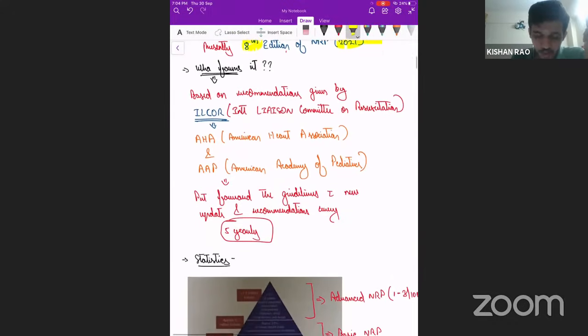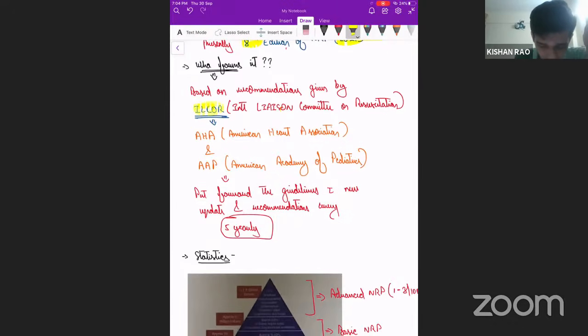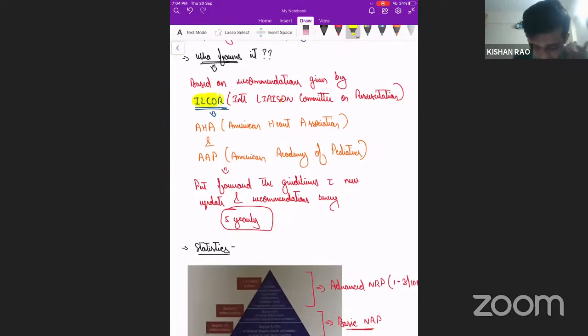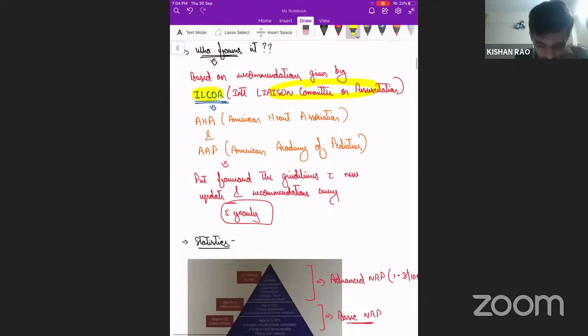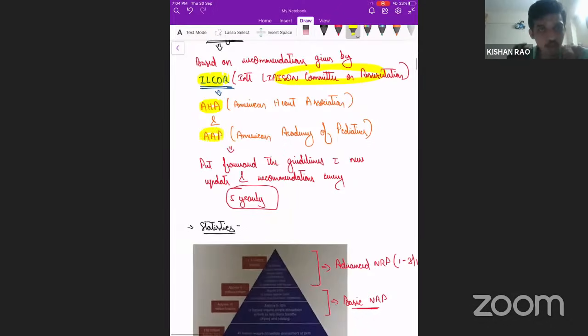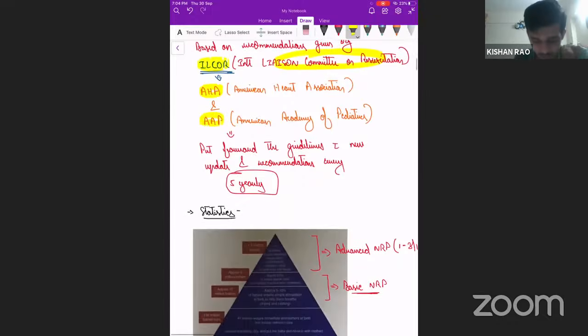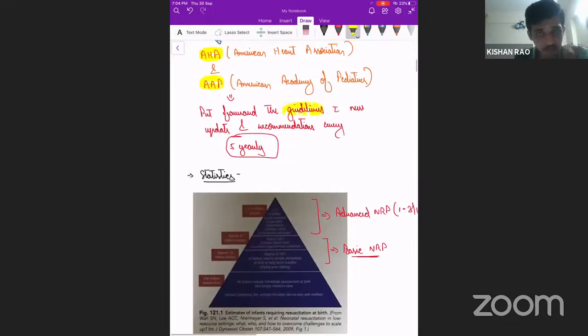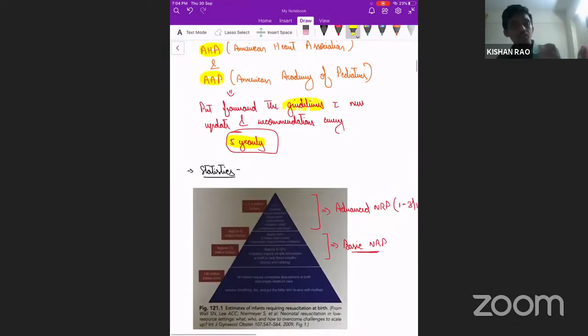Next, let's see what institution comes up with these guidelines. Based on the recommendations given by ILCOR, which is the International Liaison Committee on Resuscitation, who are doing continuous research and giving consensus guidelines, the American Heart Association and the American Academy of Pediatrics together sit and come up with the guidelines. These guidelines come up with updates and new recommendations every fifth year.